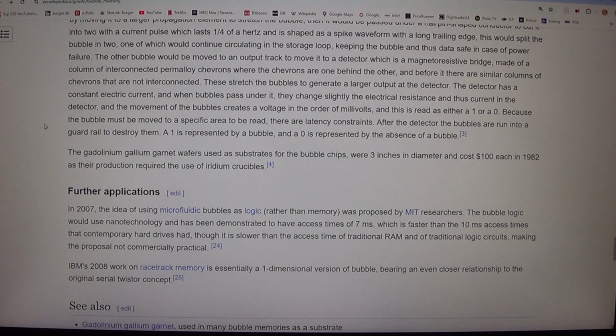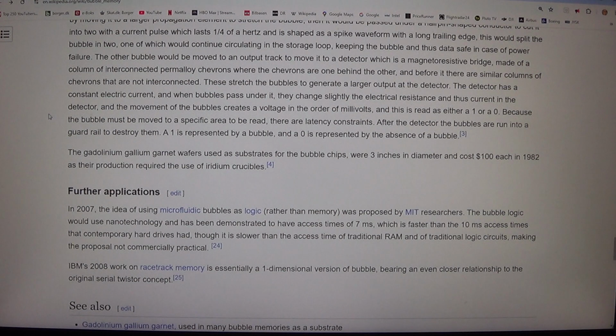The gadolinium gallium garnet wafers used as substrates for the bubble chips were 3 inches in diameter and cost $100 each in 1982, as their production required the use of iridium crucibles.